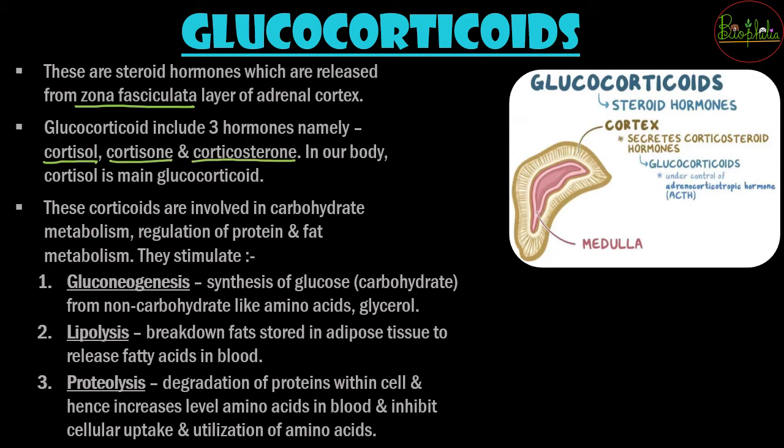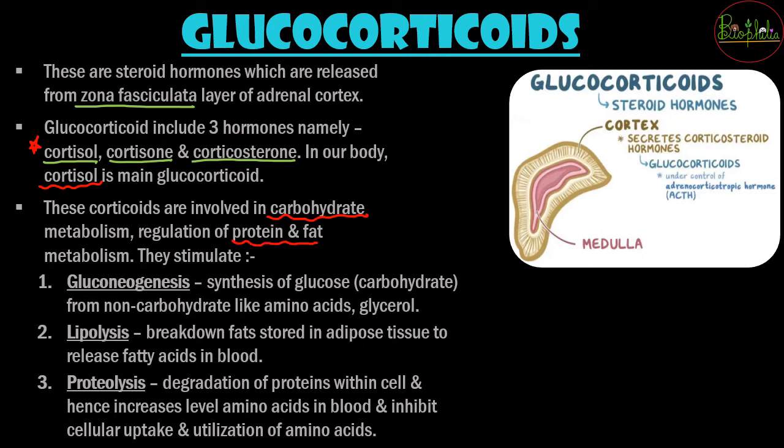Out of these, our major interest will be in cortisol. So cortisol is going to be the main glucocorticoid, which we will be understanding in detail. Just as we took aldosterone as the main function, similarly here in glucocorticoids we consider cortisol as our main study. All three, cortisol, cortisone and corticosterone, are involved in carbohydrate metabolism, so that energy can be produced, and again in the regulation of protein and fat.